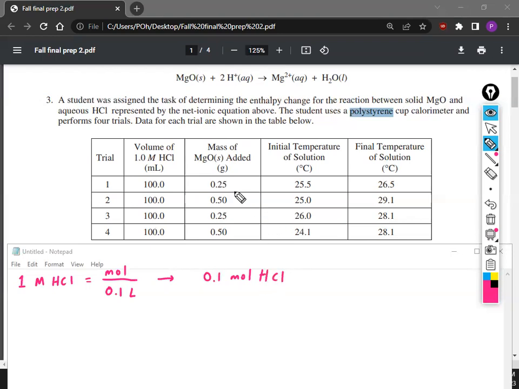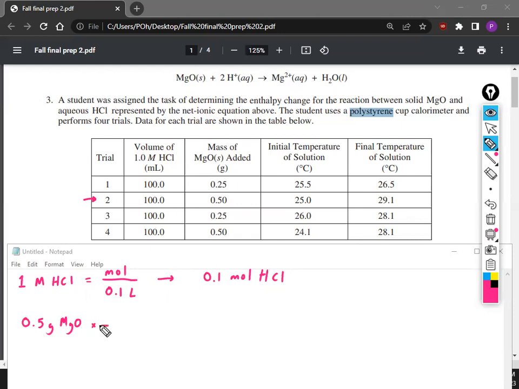All right, let's move on to MgO. Let's just pick, which one should we do? Let's do number 2, because we always do 1. I want to make sure it's fair. We don't discriminate the number. So we'll do number 2, because it's the same one for HCl. Okay, so if we go to number 2, we can see the mass that we use is 0.5 grams of MgO.